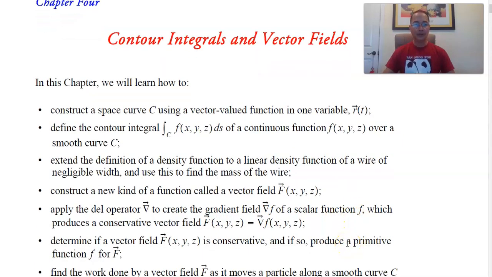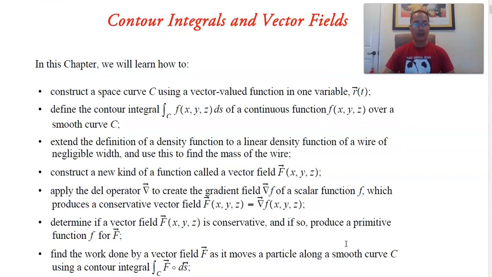We are going to determine if a vector field is conservative or not, and if so, that's where we will construct a primitive function for these vector fields. Now, why are conservative vector fields important? Because it makes it easy for us to calculate the work done by such a field along a curve. So we're going to look at that concept.